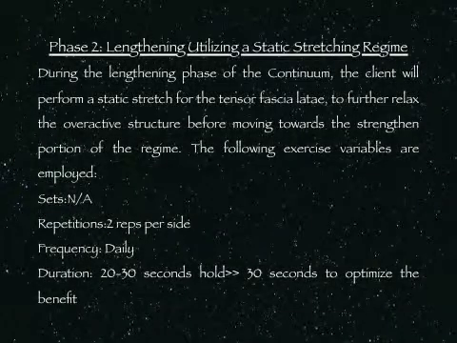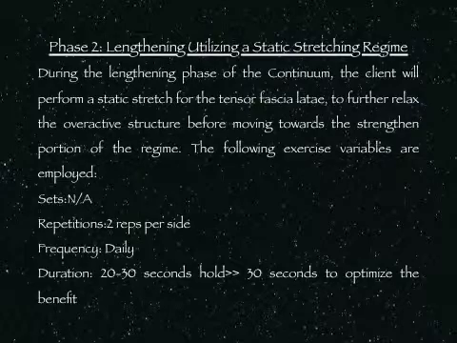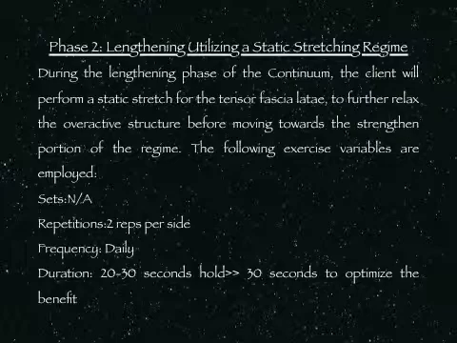In phase 2 of lengthening, we are utilizing a static stretch regime. During the lengthening phase of the continuum, the client will perform a static stretch for the tensor fasciae latae to further relax the overactive structure before moving towards the strengthening portion of the regime. The following exercise variables are employed.